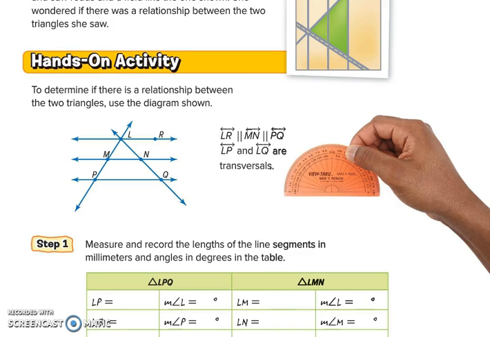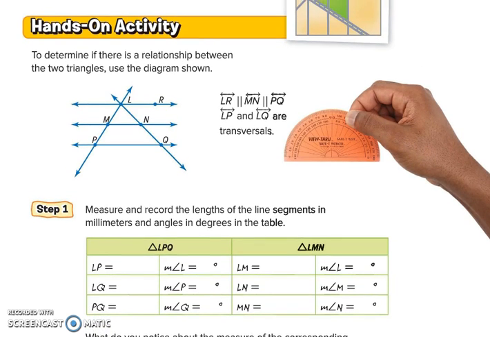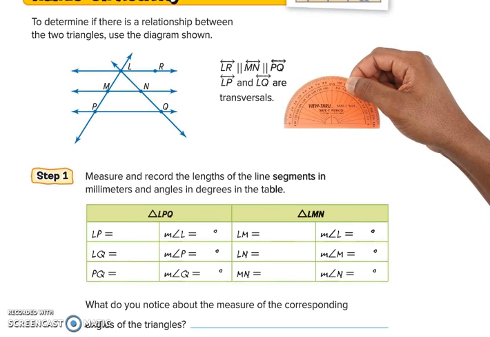So if we were to take this picture and actually measure, we're going to do that. That's not something I'm expecting you to do with your own ruler or protractor. But if we were to measure these, we're going to look at some of the things that we can notice about the relationship here. So we're going to measure and record the lengths. I'm going to go through and tell you some of the measurements, and we're going to look at some of the similarities that we see.